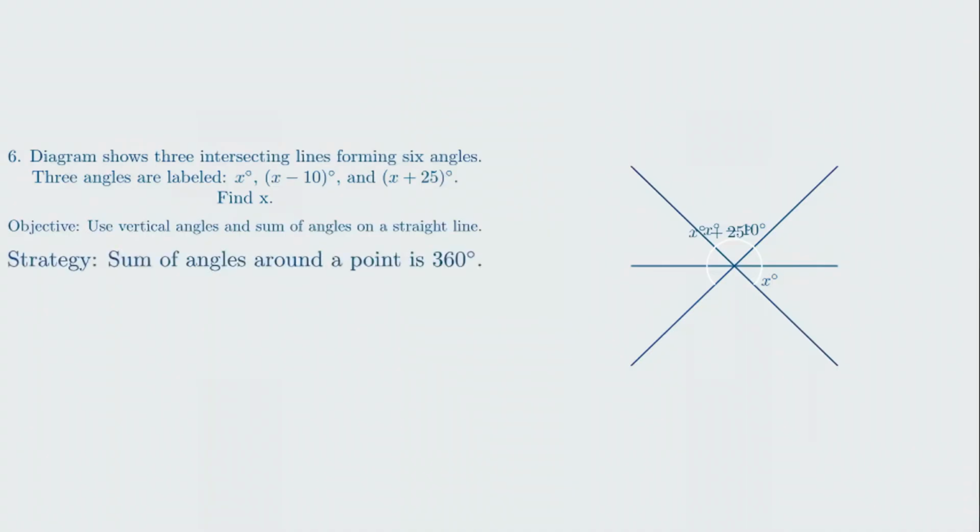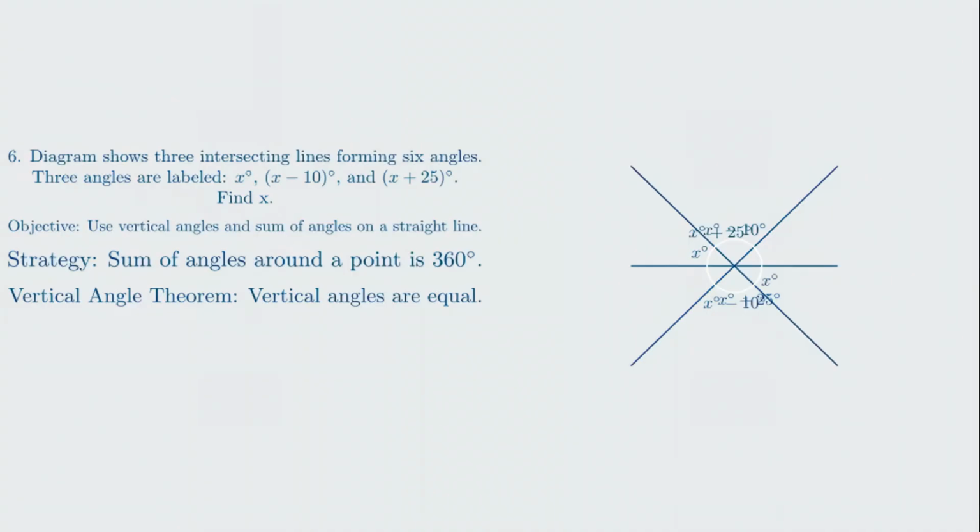Let's use the property that the sum of the angles around a central point is 360 degrees. To do this, we need to know all 6 angles. Let's find the missing angles using the vertical angle theorem, which states that vertical angles are equal. The angle x plus 25 degrees is vertically opposite to the unlabeled angle below it. The angle x minus 10 degrees is vertically opposite to the unlabeled angle below it. And the angle x degrees is vertically opposite to the angle below it. So the 6 angles are x, x minus 10, x plus 25, and their vertical counterparts.